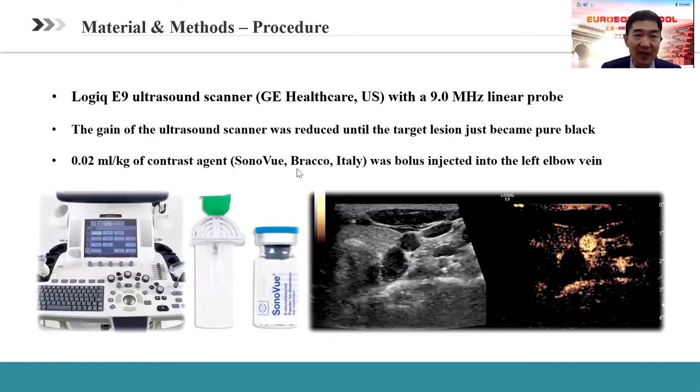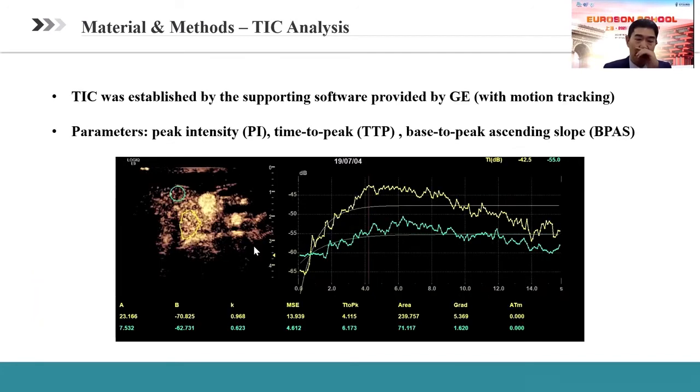The Logiq E9 ultrasound scanner with a 9.0 MHz probe was used. The gain of the ultrasound scanner was reduced until the target lesion just became pure black, and 0.02 milliliter per kilogram of contrast agent was bolus injected into the left elbow vein. And then after CEUS, the TIC was established by the supporting software provided by GE.